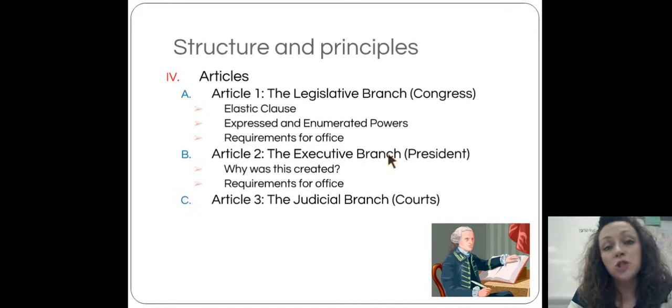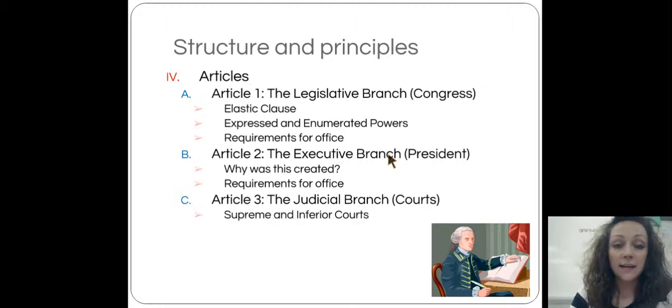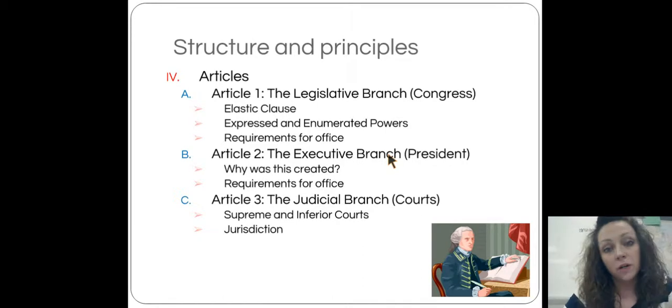Next, Article 3 sets up the judicial branch. The judicial branch includes the Supreme Court and other federal courts. The job of the judicial branch is to interpret and apply the law. So, like I said, the judicial branch at the federal level includes the Supreme and inferior or lower federal courts.